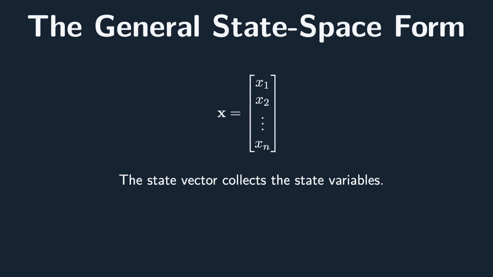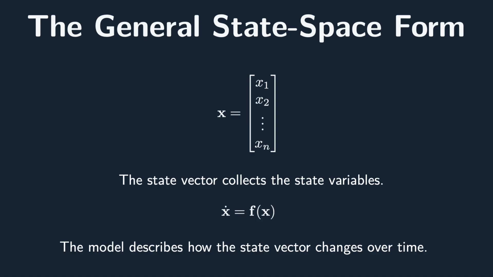The general state space form is x dot equals f of x. This means that the derivative of the state vector is given by a function of the current state. In other words, the model tells us how the current state determines how the state changes over time. This is the basic shape of a state space model.